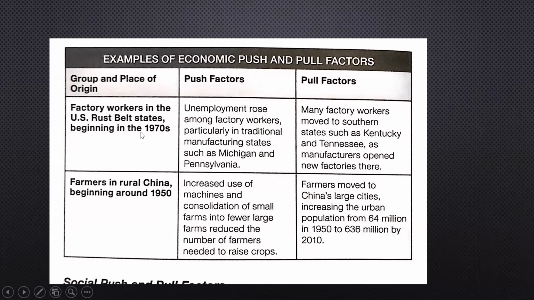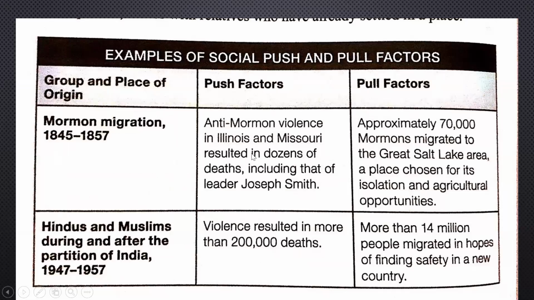Like factory workers in the Rust Belt states, where Michigan is, Chicago, Wisconsin, Ohio, right? Farmers in rural China beginning around 1950, right? So take a look at this, and try to pinpoint exactly what the specifics are here.